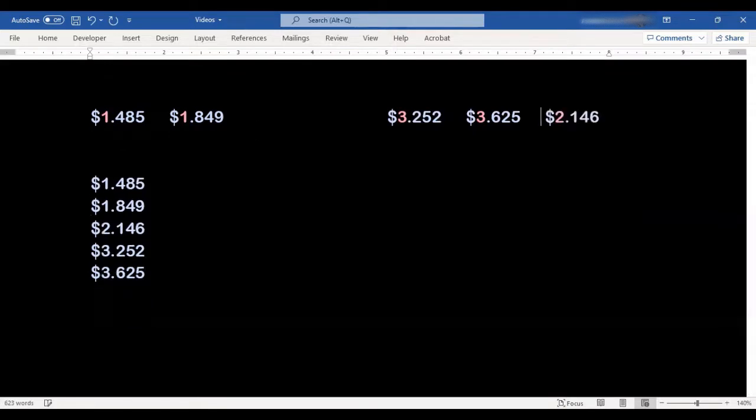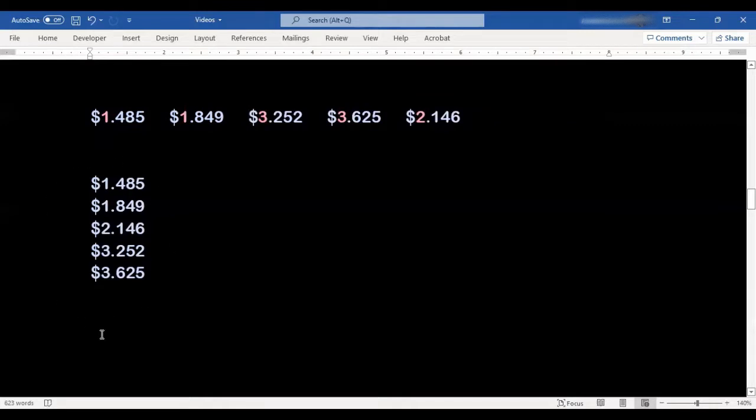Now, if I kind of squeeze all of this back in, here is our list of terminating decimals in order. So we have 1.485, 1.849, 2.146, 3.252, 3.625. So that's kind of how I would do my quick scan to make sure these were all in order.